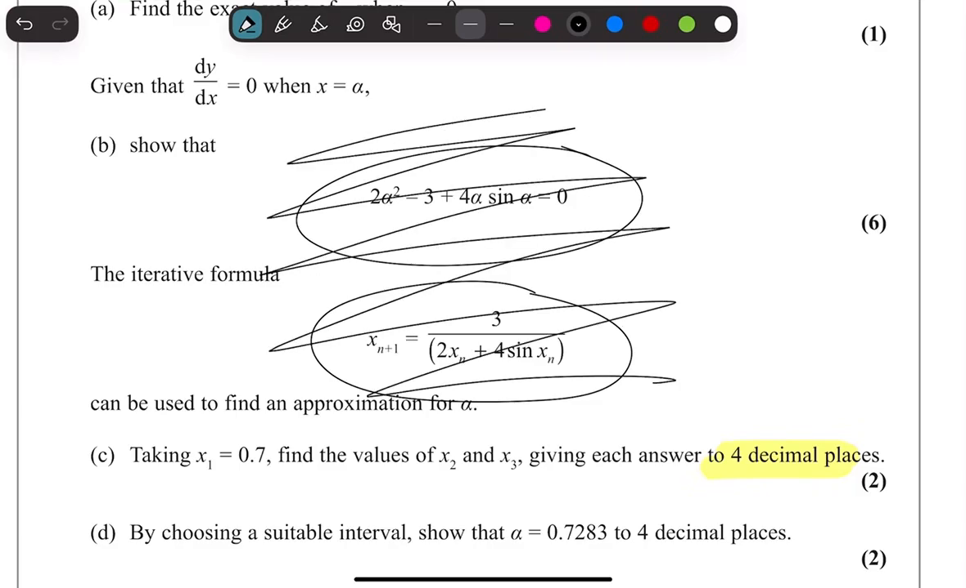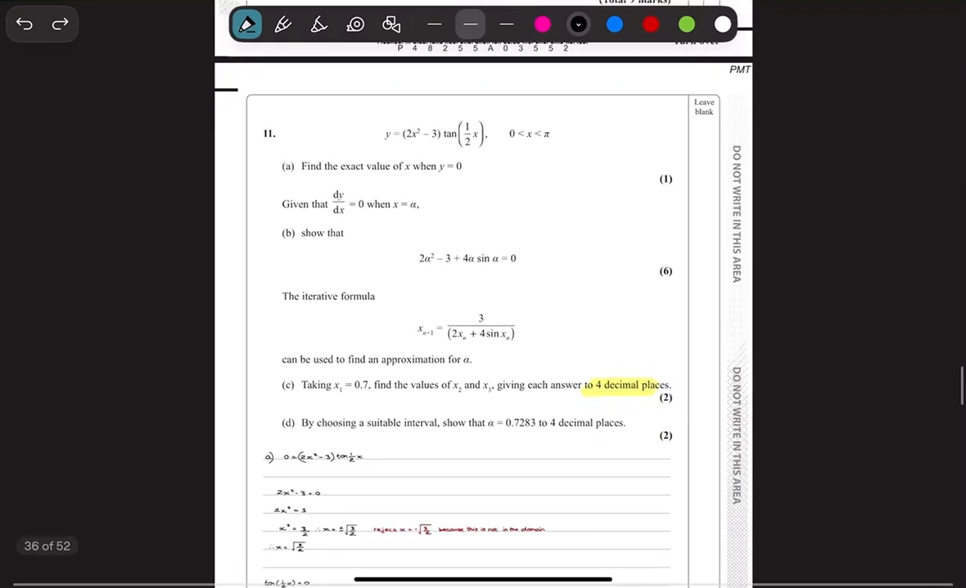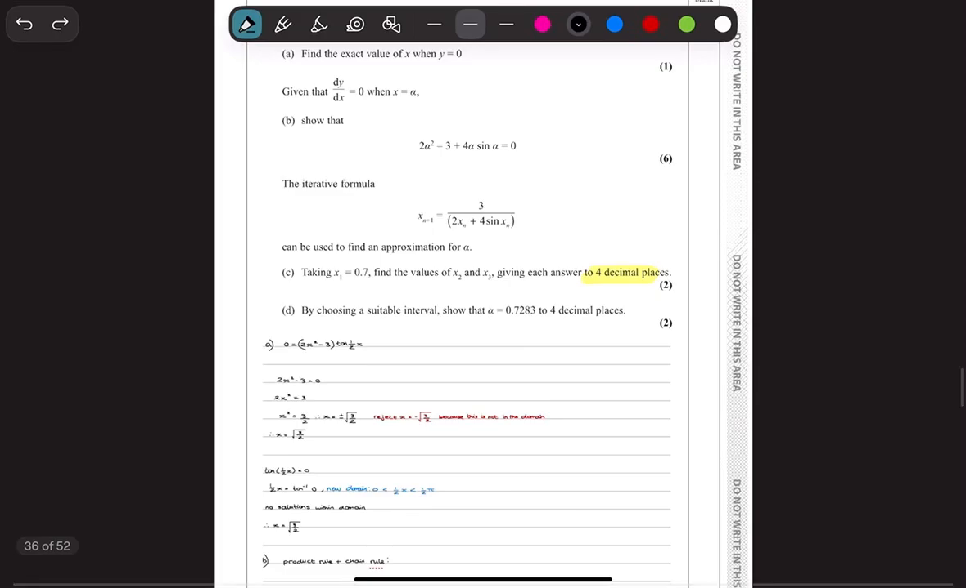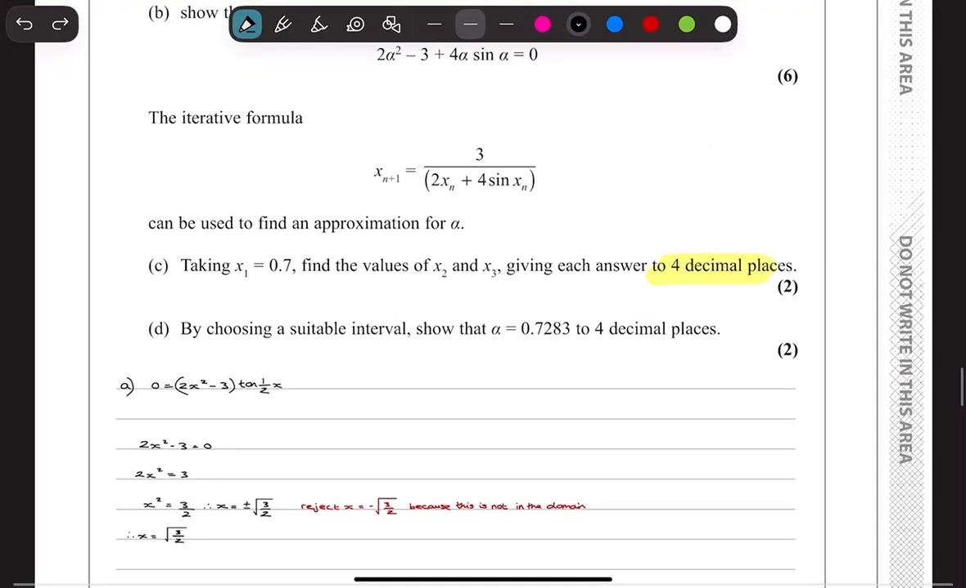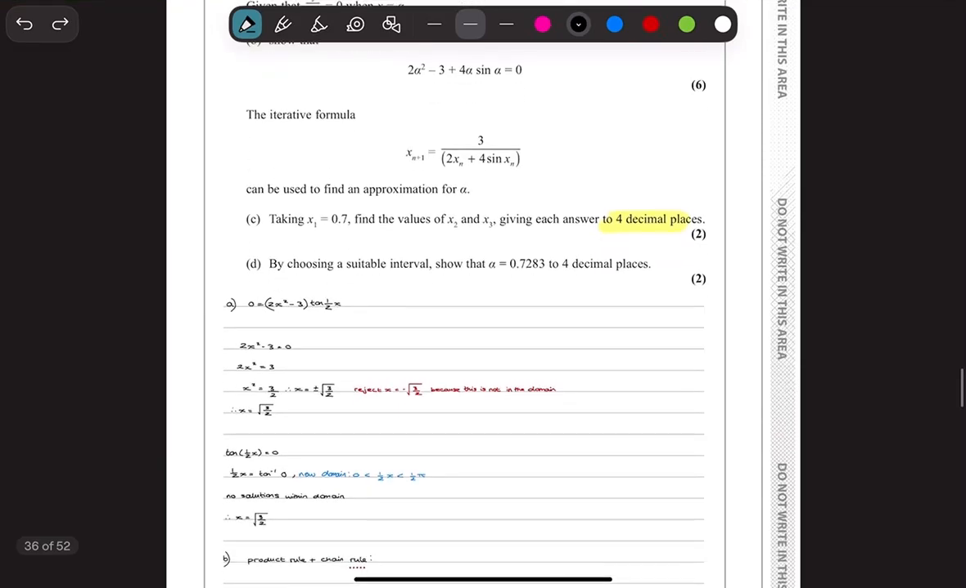So if you get a question like that, and there are types of questions where you need to come up with your own iterative formula, that's all you do. You just rearrange it in terms of alpha or x or whatever you get. So taking x1 as 0.7, find the other two. The first thing you need to do, there's a very specific way of setting this out.